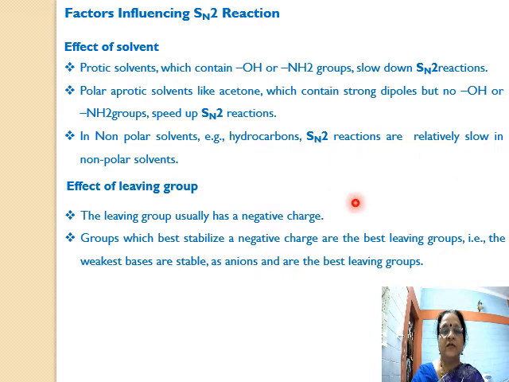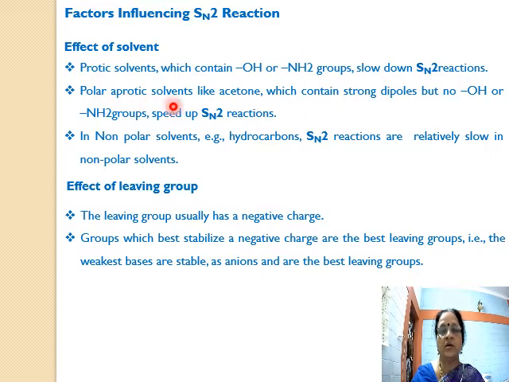Now, factors influencing SN2 reaction. Just like in the other case, we discussed that polar solvents help the SN1 reactions. Now coming here, the protic solvents or polar solvents slow down the SN2 reaction, just opposite to that of your SN1.